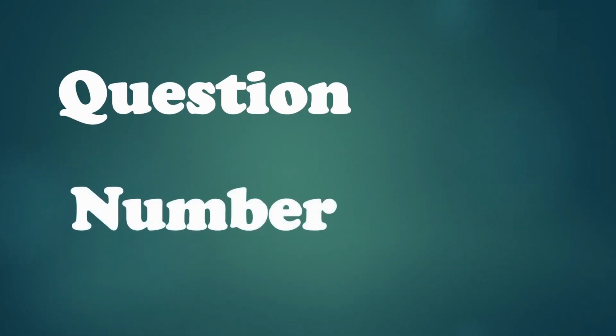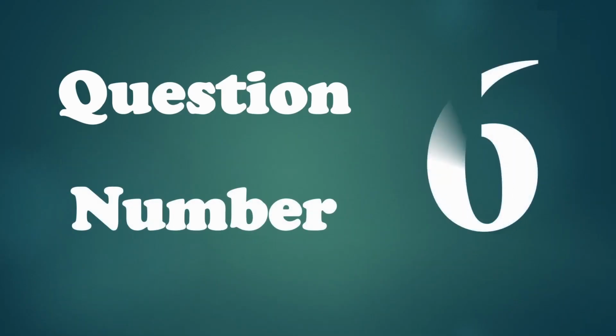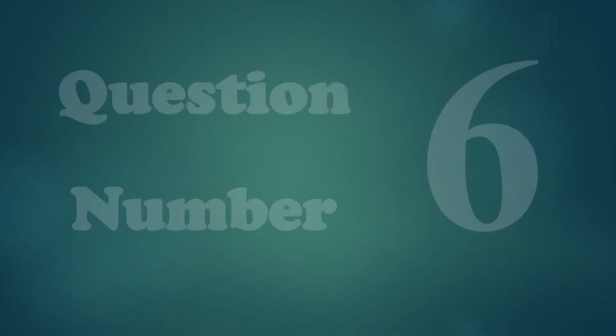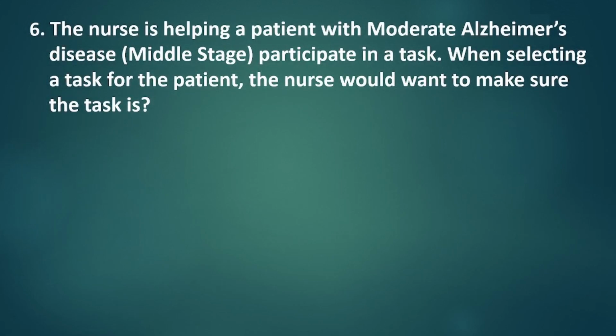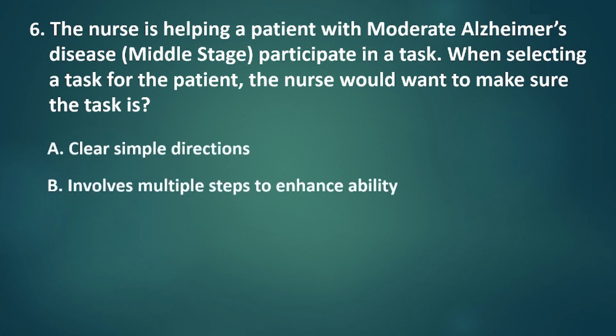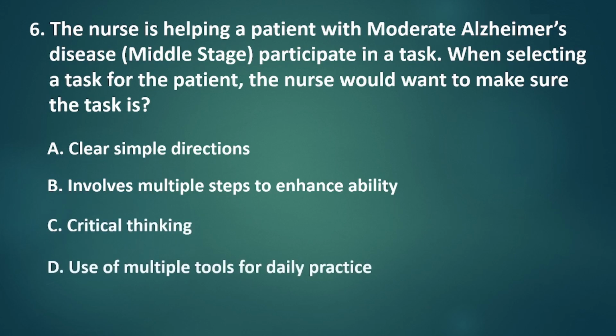Question number 6. The nurse is helping a patient with moderate Alzheimer's disease, middle stage, participate in a task. When selecting a task for the patient, the nurse would want to make sure the task is A. Clear, simple directions. B. Involves multiple steps to enhance ability. C. Critical thinking. D. Use of multiple tools for daily practice.